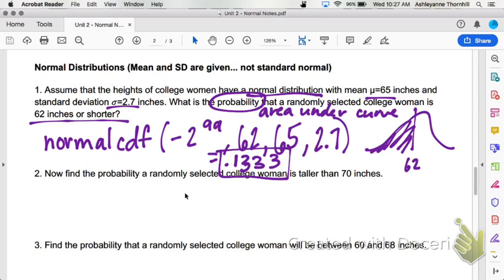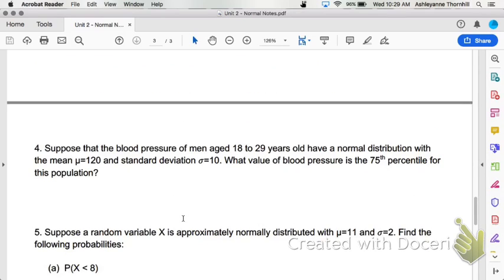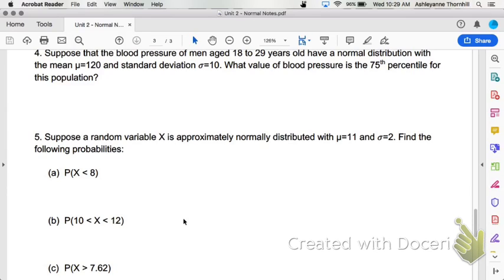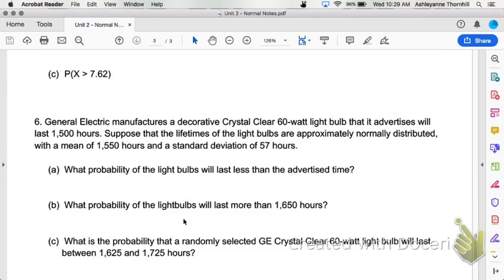So is the one on the board not normal? It was normal and just wasn't standard normal. Okay, let's jump down to one percentile question. What makes it not standard? The mean is 0 and 1 for standard. And not standard means the mean and standard deviation are something different.